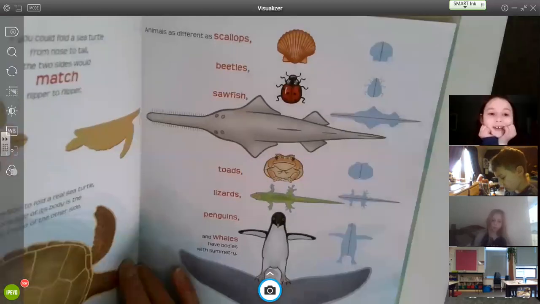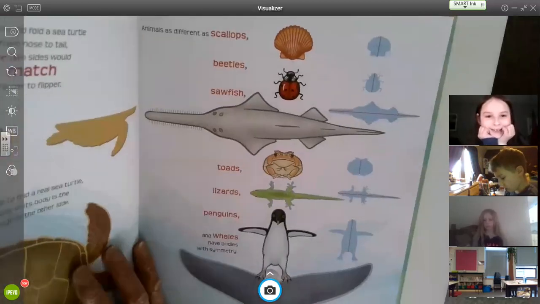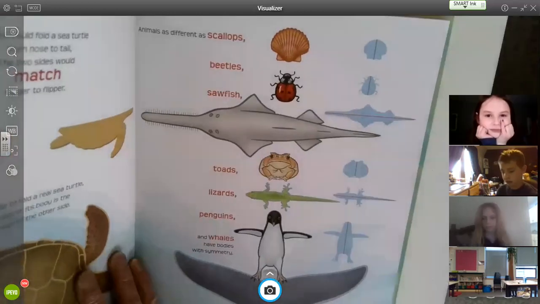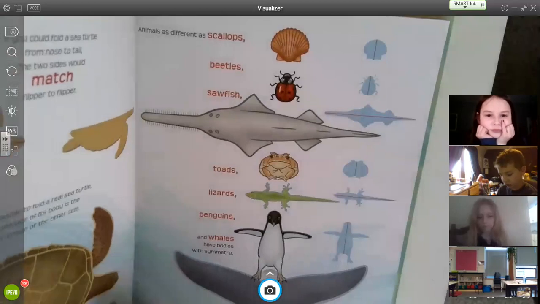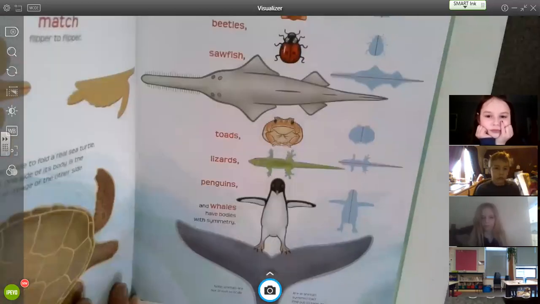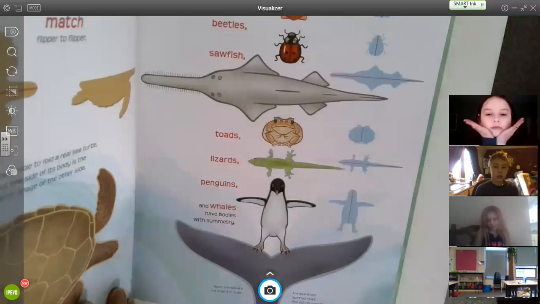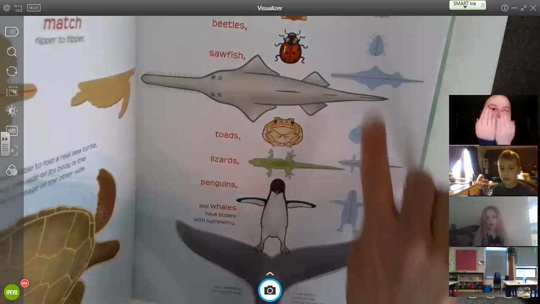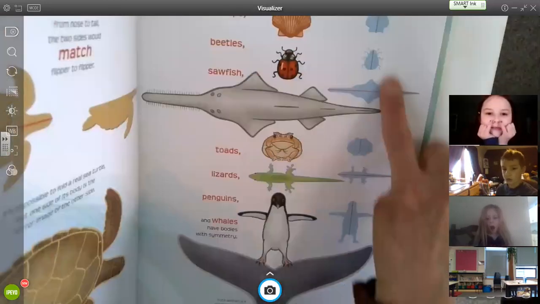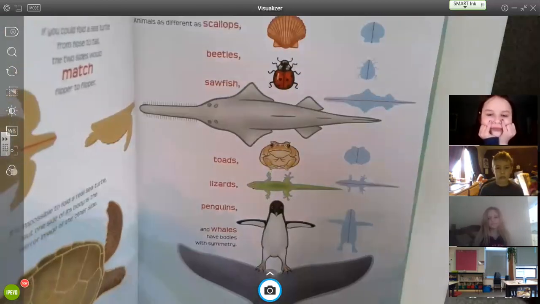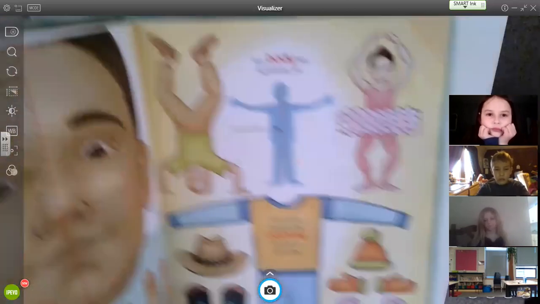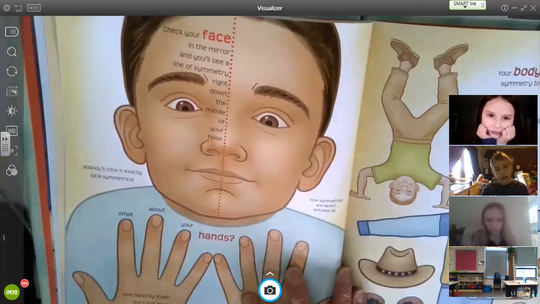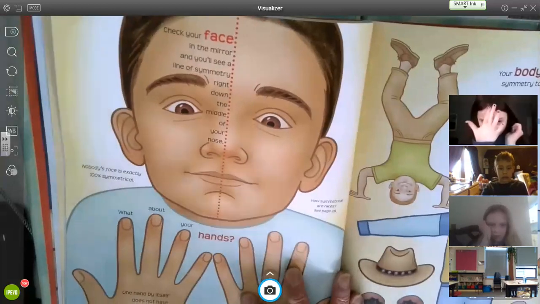Animals as different as scallops, beetles, sawfish, toads, lizards, penguins, and whales have bodies with symmetries. So on the side, you can see where the line of symmetry actually is drawn. Oh, here it is. Check your face in the mirror and you'll see a line of symmetry right down the middle of your nose.